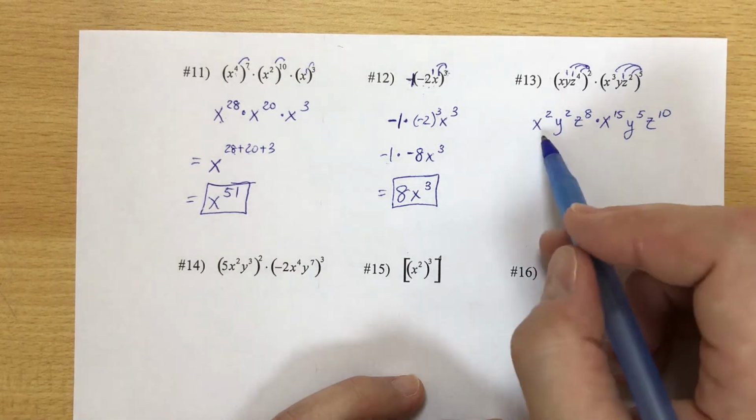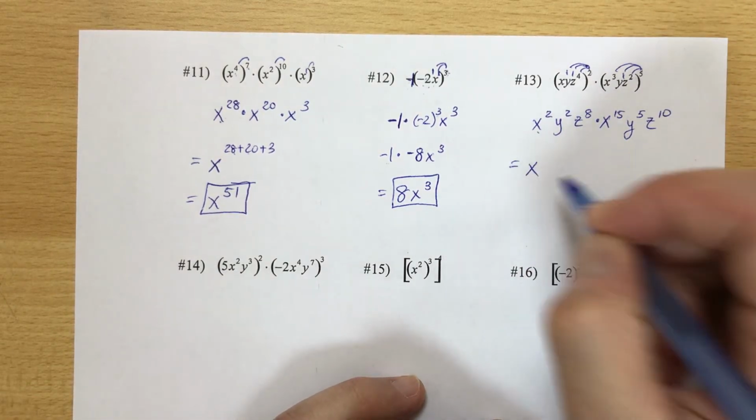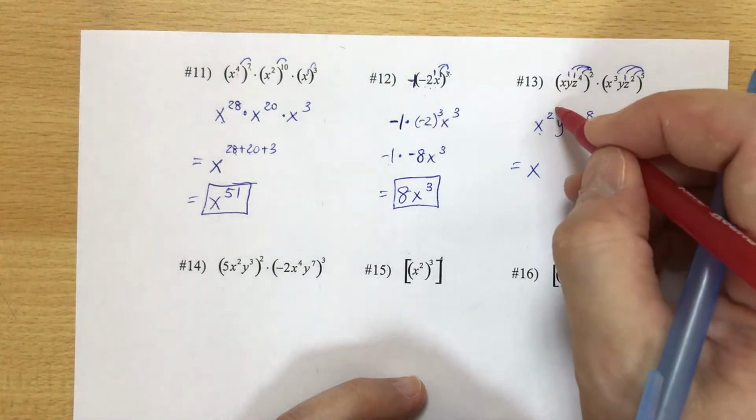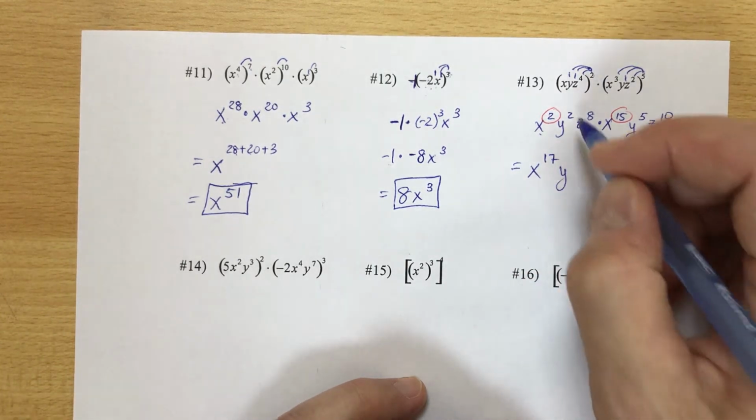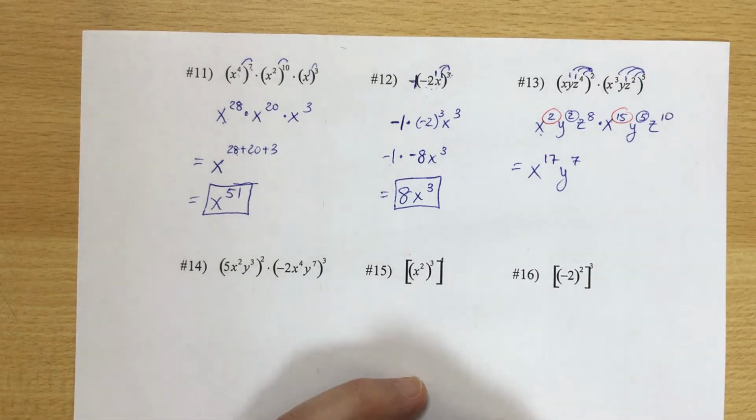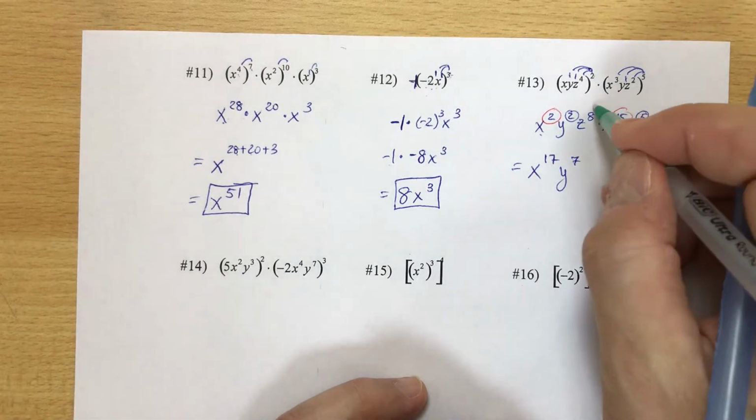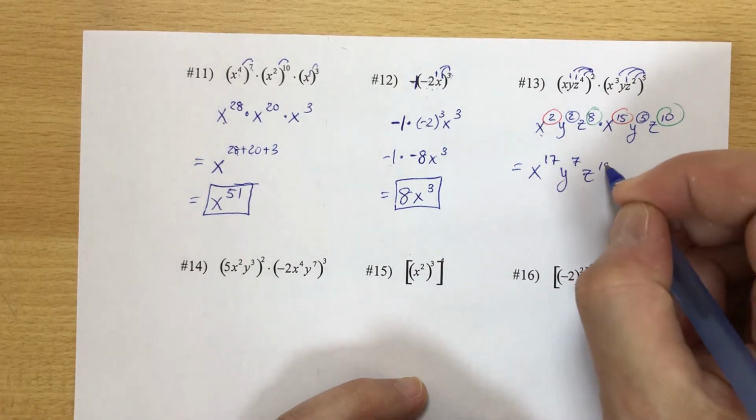Okay, now it's multiplication. When we multiply variables, keep the base, add the exponents. So that's x to the 17th. And then we have y. 2 and 5 adds up to 7. And then we have z. 8 and 10 adds up to 18. Z to the 18th.